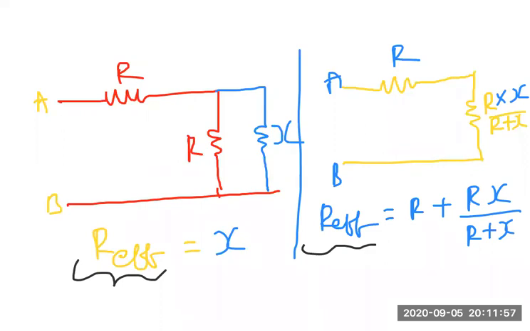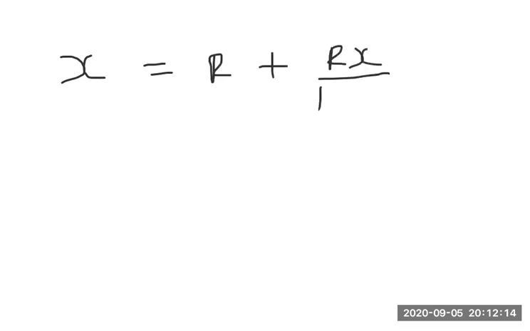So what should I do now? I can equate both. Now, from here, what is my answer? X is equal to R plus R into X by R plus X. This problem in an exam, we can verify with options. No sir, we don't have any options like that, so what should I do?